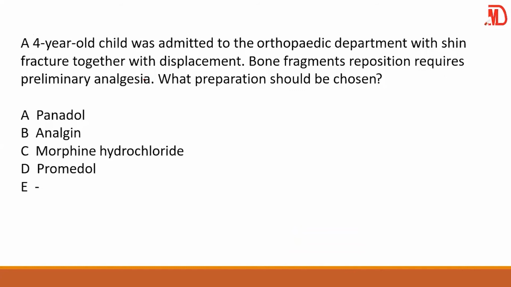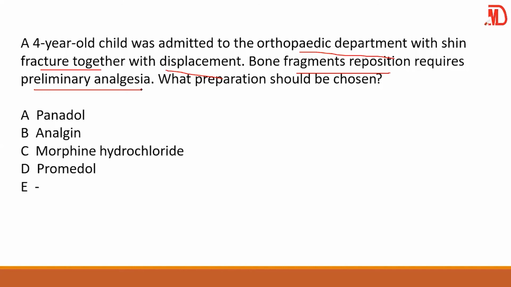All right. A 44-year-old child was admitted to the orthopedic department with a shin fracture with displacement. Bone fragment reposition requires preliminary analgesia. Of course, somebody has a fracture, so if you want to fix it, definitely you need to give an analgesic. A very strong word, analgesic. So over here, what comes to mind is either morphine or tramadol. But this person is a child. So you want to give an opioid or an analgesic that has a spasmolytic effect.